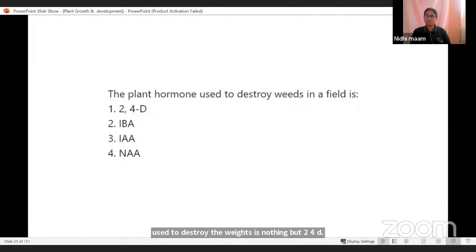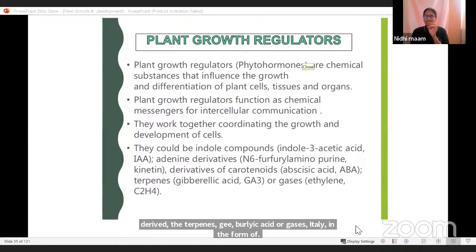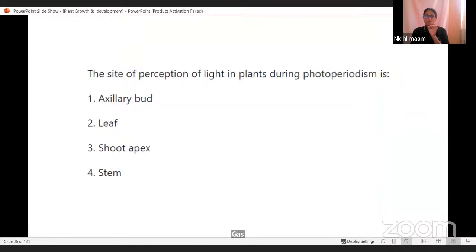Can anyone tell me the full form of it? See here, plant growth regulators are called phytohormones. They work together for the growth and development of the cell. Indole compounds include indole-3-acetic acid, adenine derivatives, derivatives of carotenoids which is abscisic acid, terpenes which is gibberellic acid, and the gas ethylene. Dichlorophenoxyacetic acid. Exactly right, Yashwant. Very good. So 2,4-D.